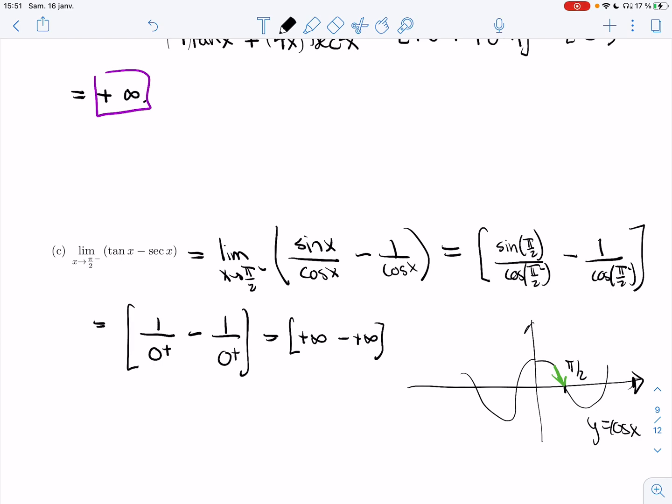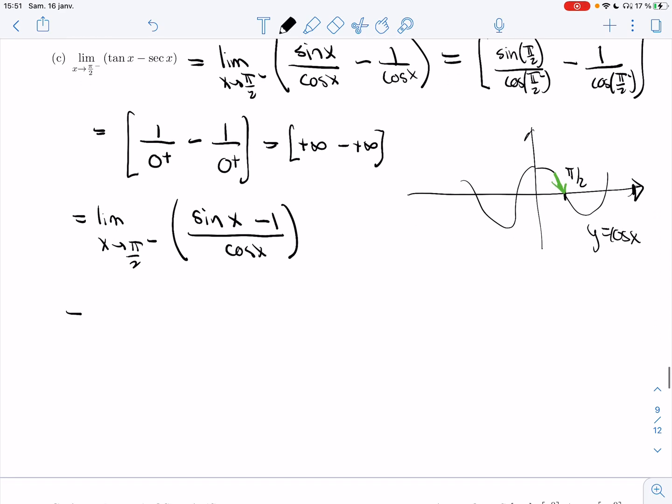All right, I need help because this is an indeterminate type. I'll put them over a common denominator. That's not so hard here because they already have the same denominator. I will get sine of x minus 1 over cos of x. Now this is 0 over 0. I'm going to take the derivative of the top, that's cos of x. Derivative of the denominator, that's minus sine of x.